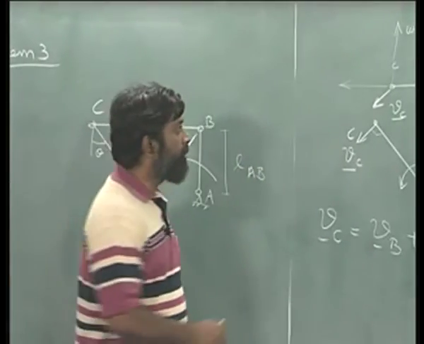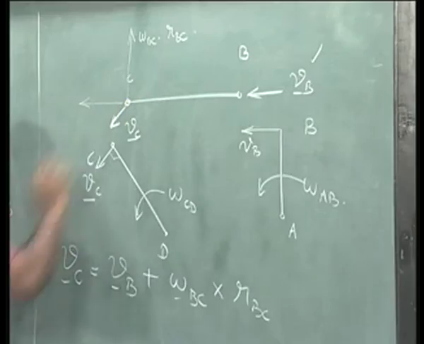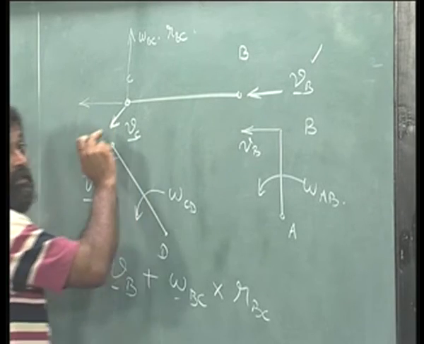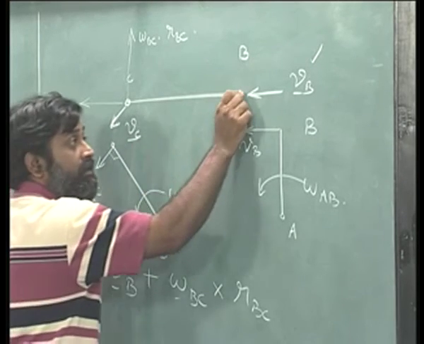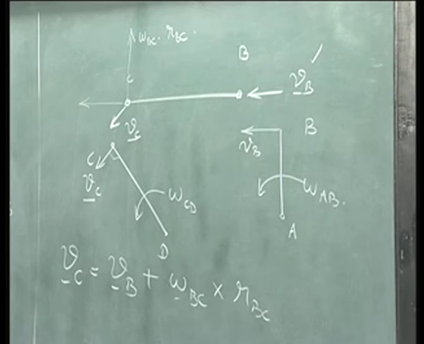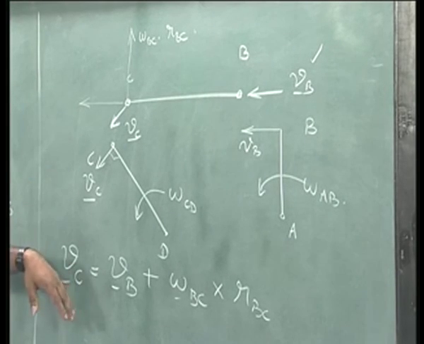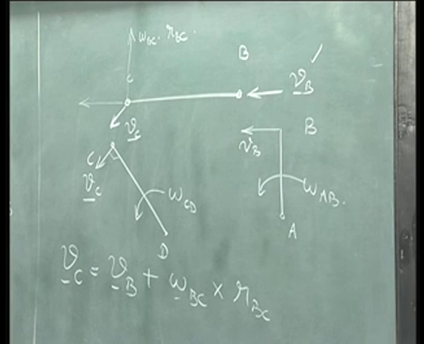What did I do here? I could find out the velocity direction of this point C, velocity direction of point B. Knowing this, it was possible for me to find out the other quantities related to that.